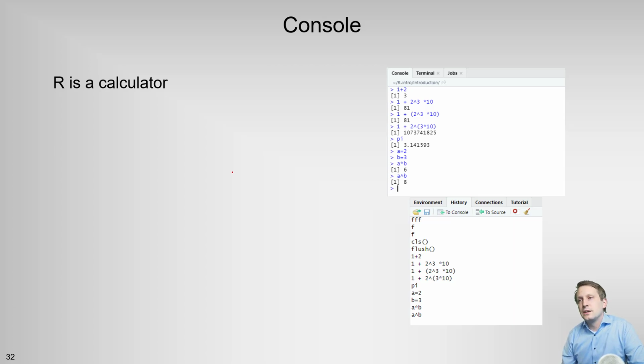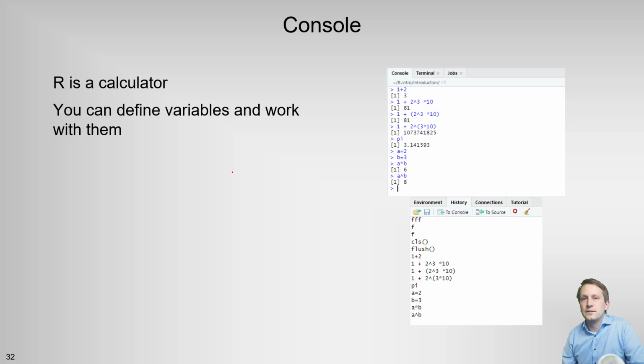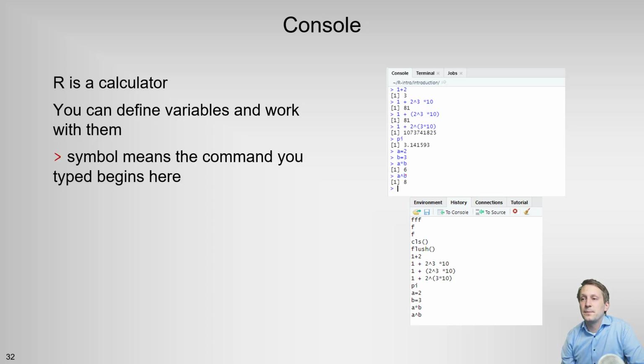So R is a calculator. If you type 1 plus 2, it will show you an output that says 3. You can also define variables and then work with them. In that example on the right hand side, I've defined A to be 2 and B to be 3, and then I can multiply A times B and I get the corresponding result.